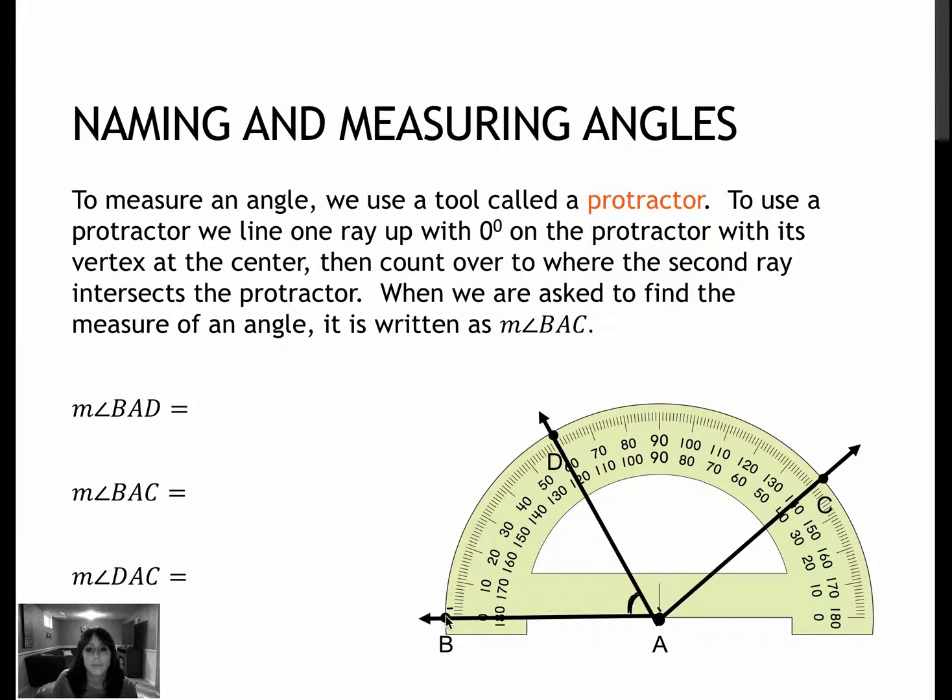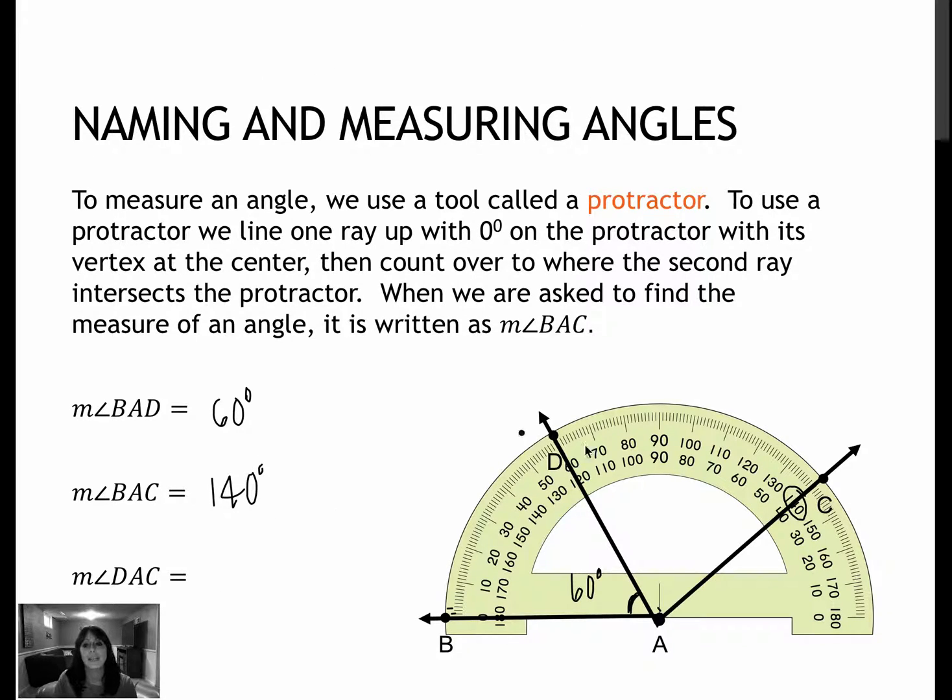So I would count from 0 and say, well, that's 10, 20, 30, 40, 50, 60. So this is 60 degrees. Make sure that you label with the degree sign. So 60 degrees. Angle BAC, BAC is that big angle. So from here, I would count all the way over to 140. Again, notice that's the number there is 140 degrees.